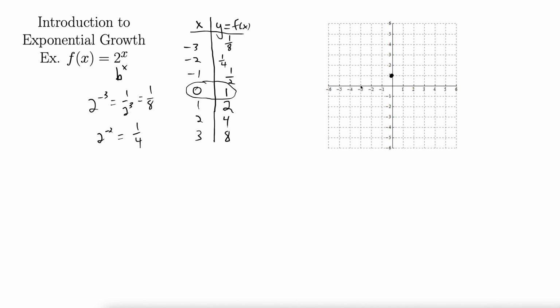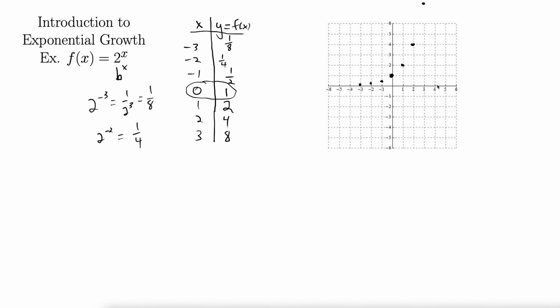Okay, so let's see. At -3, we were at 1/8, so way down here at -3. -2, we were at 1/4, so up a little higher. -1, we were at 1/2, so right about there. By the time we got to 1, we were up to 2. 2, we went up to 4. By 3, we went up to 8. So we're already off the graph. We're somewhere way up here, almost off the page completely.